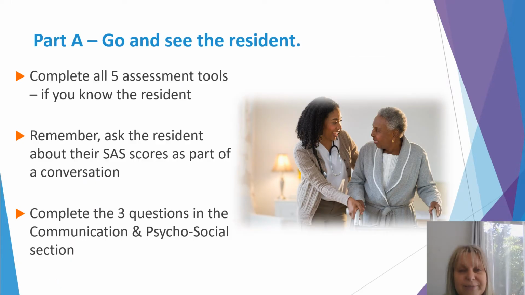Go and see the resident. Complete all 5 assessment tools if you know the resident. Remember, when you're assessing the SAS, what you are doing is asking the resident for their level of distress in relation to those symptoms. It is best to do this as part of a conversation with the resident. That is how you will get the most accurate and helpful information from the resident. And finally, complete the 3 questions in the communication and psychosocial section at the end of Part A.